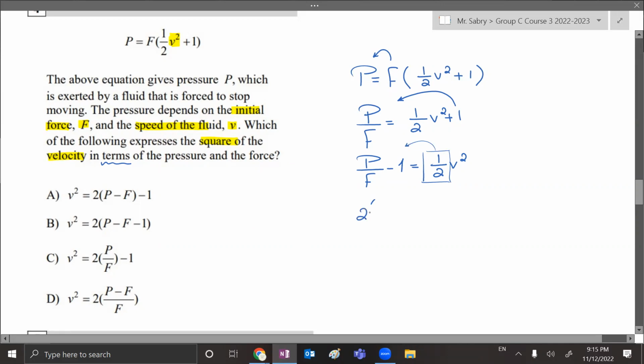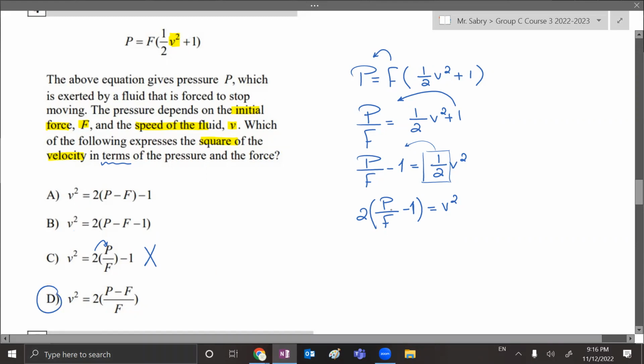So it should be 2 multiplied by P over F minus 1 equals V to the power of 2. And again, when you look at the choices, there's no such case, because in C the 2 is just multiplied by the fraction, but not multiplied by the negative 1. So it's not right. And then A and B don't have P over F in them. So it could be D right away.